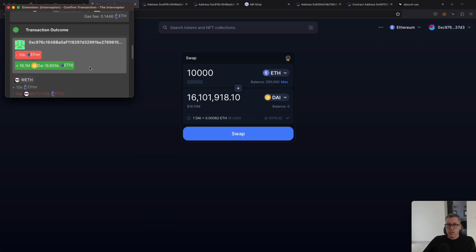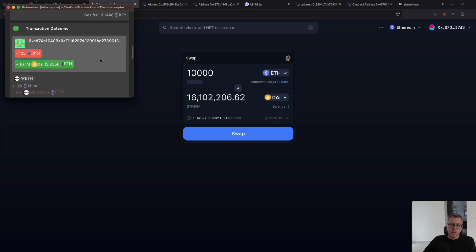And if we go down to this transaction outcome, we see that if you were to do this, you would lose 10,000 ETH, but you would gain 16.1 million DAI. And also, we can look at what value 16.1 million DAI is worth, and we can see what the slippage is. So we can see that we're paying about what you would expect to pay for that size of an order, and that we're not buying a bad token or getting a bad exchange rate.